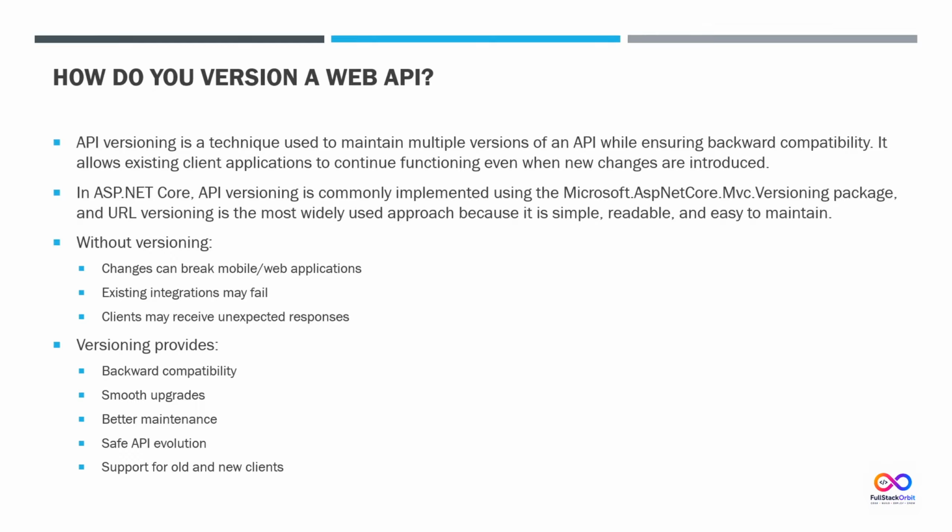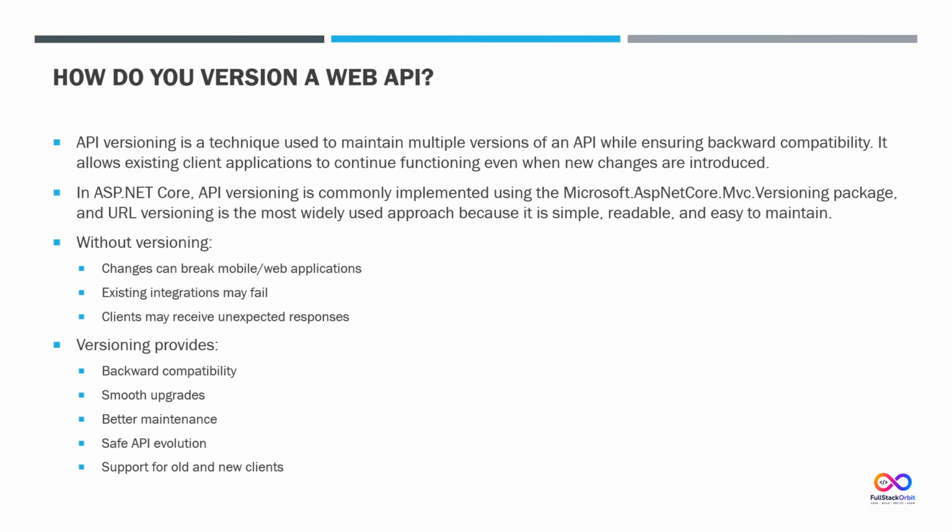To avoid such issues, we create a new API version instead of modifying the existing one. This keeps existing clients working while allowing new clients to use the latest version. Now let's talk about the benefits of API versioning. API versioning provides several advantages: backward compatibility, smooth upgrade, better maintenance, safe API evolution, and support for both old and new clients. That's why almost every enterprise application follows API versioning.